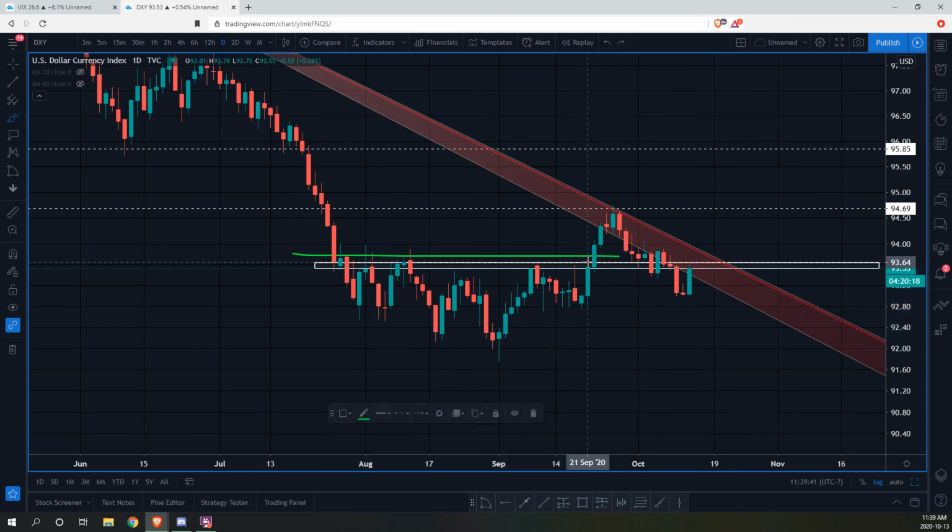Now, we saw a nice, well-respected bottom occur for the DXY, the US dollar. Strong impulsive push. Yeah, there's going to be some hesitancy and some resistance there, but overall, you are expecting this zone to hold as a support, and it really did not.